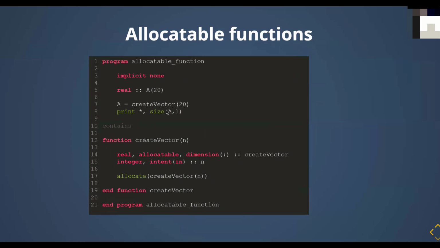Allocatable functions: you can do the same thing with functions now as well. So you can do your own allocation statement here. A equals create vector 20. Here you can see real, allocatable, dimension colon, create vector. And then you can allocate create vector n here. It should be allocatable here. Okay. But that's possible using a function as well.